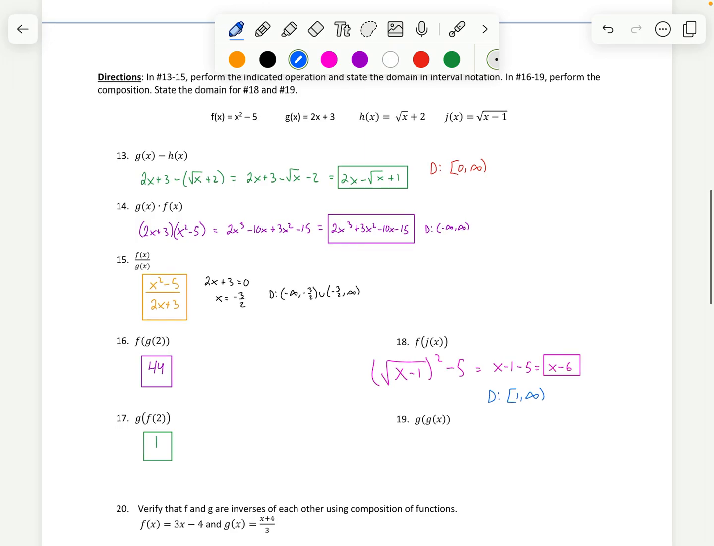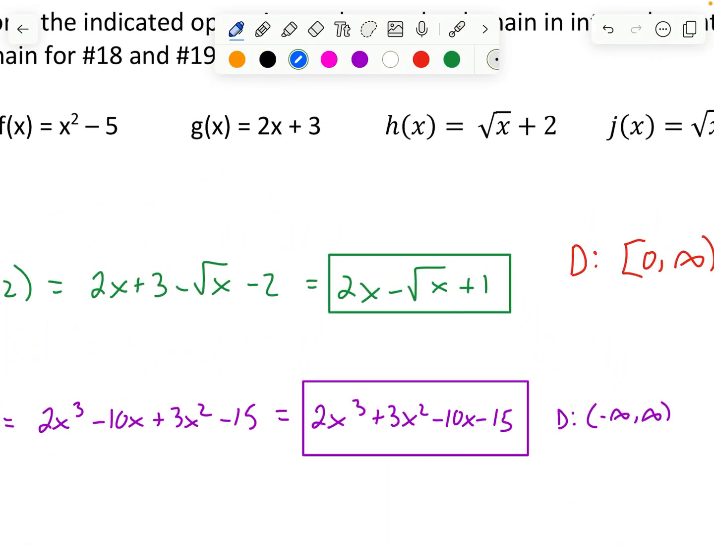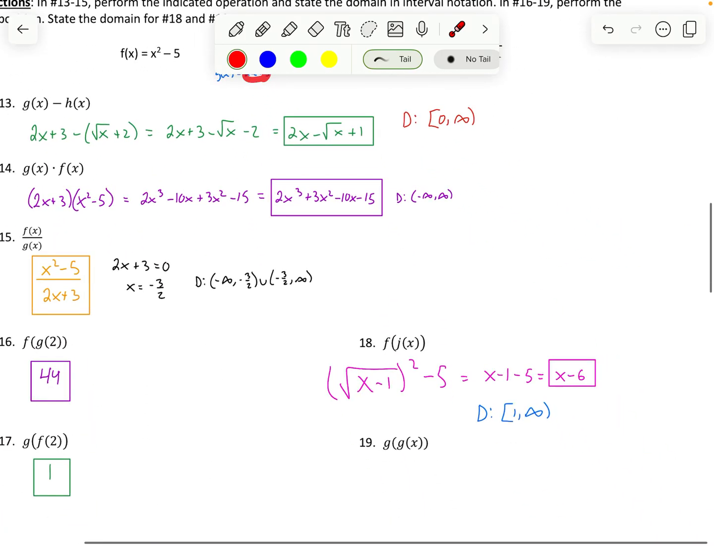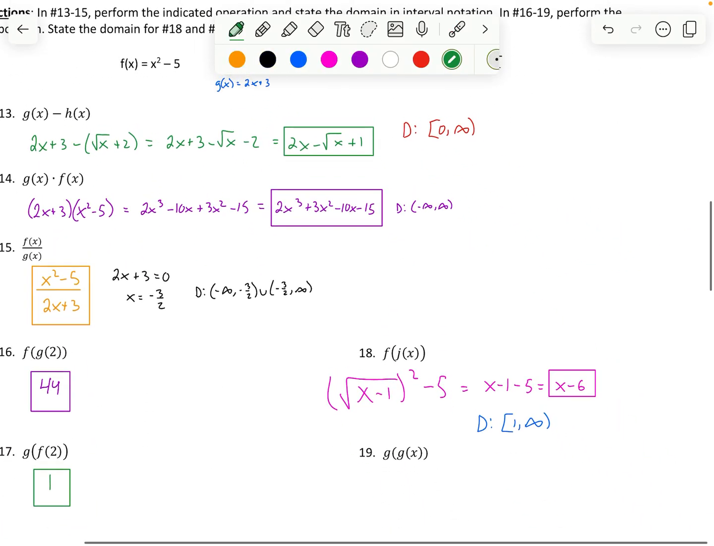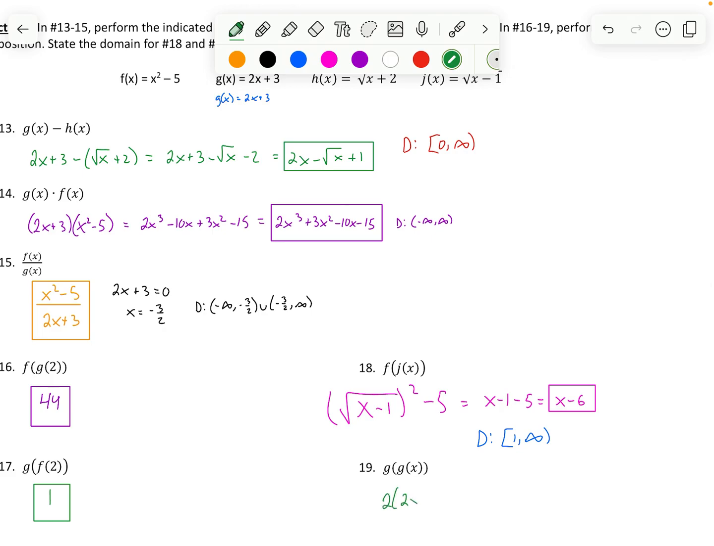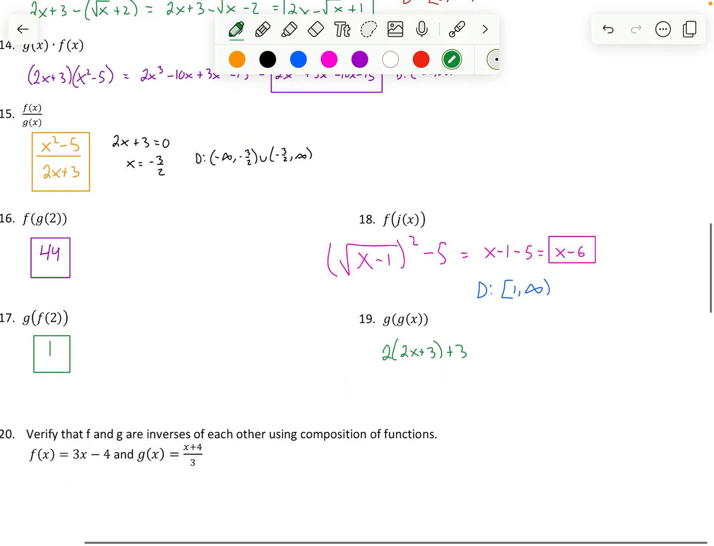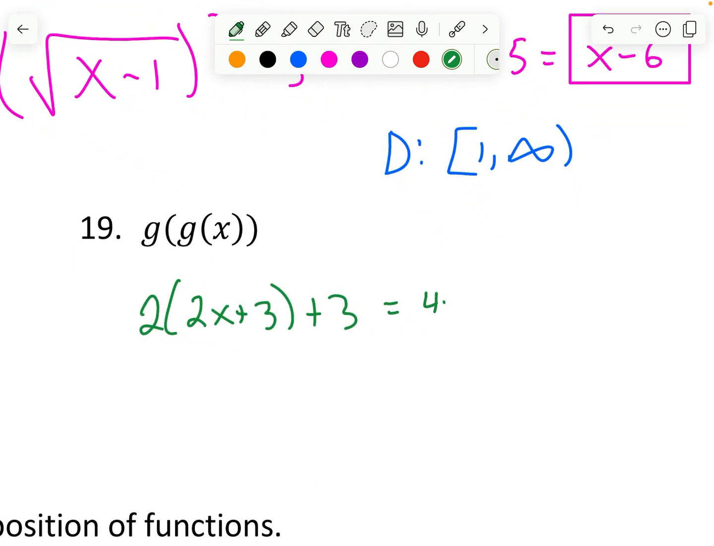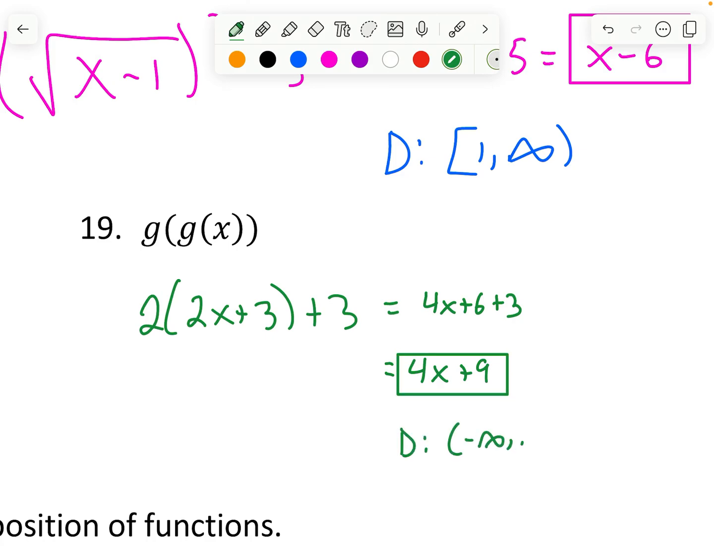And then g of x. So it's going to be a line plugged into a line. So the domain is going to be all reals because of that. And if it helps you, you can rewrite g of x like this, because we're going to take this function and plug it in for that x. So g of x becomes 2 times 2x plus 3 plus 3. And then we can just simplify that. 4x plus 6 plus 3 equals 4x plus 9. Our domain is, like I said at the beginning, negative infinity to infinity.